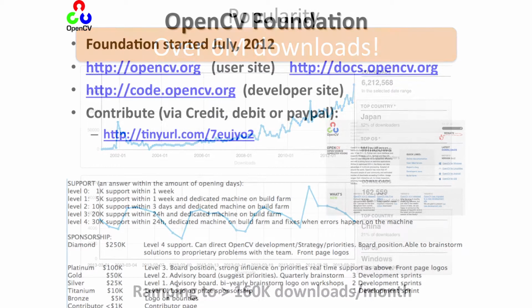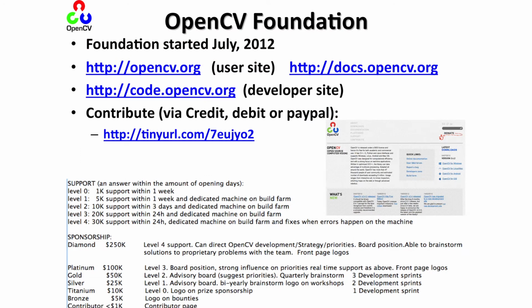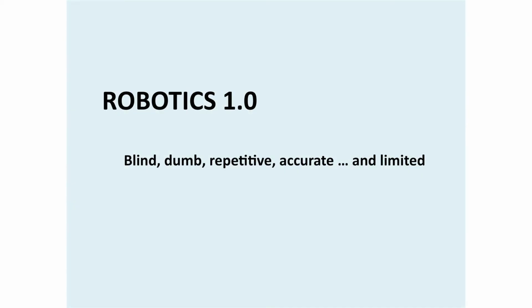As I said in the other talk, this is now a foundation, and I am looking for corporate support in varying chunks, as low as 5K and 10K for development sprints, and 1K you can start getting guaranteed support or return on bugs and questions within a week, on up to 30K is 24-hour support turnaround. Okay, so now that was OpenCV.